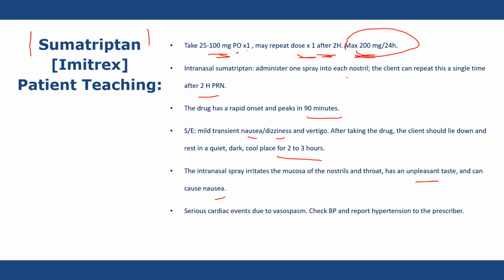Serious cardiac event due to vasospasm. Check blood pressure and report hypertension to the provider. This is not something that you just want to ignore. So remember, we are causing vasoconstriction here. That's the whole point. So if you cause too much vasospasm, you can increase your blood pressure, and that's a phone call to the provider.